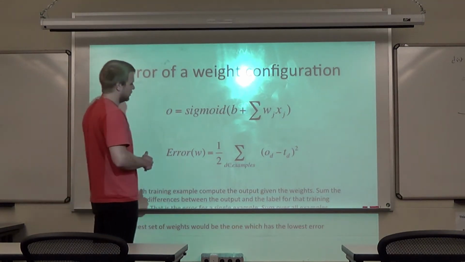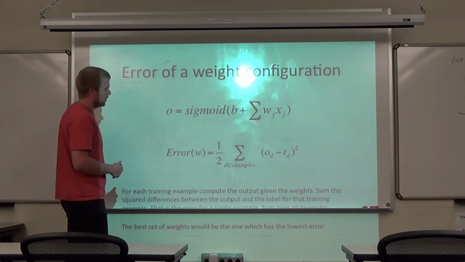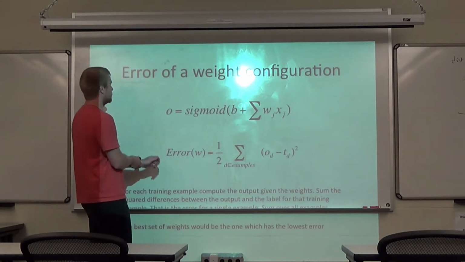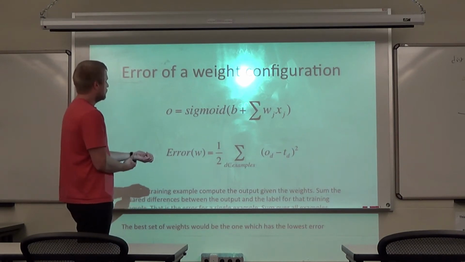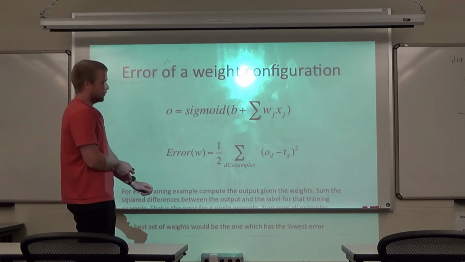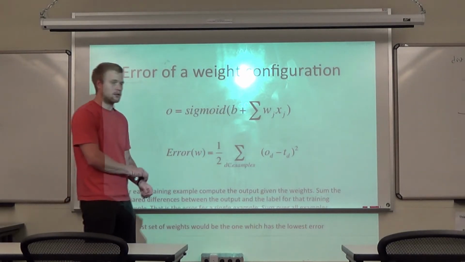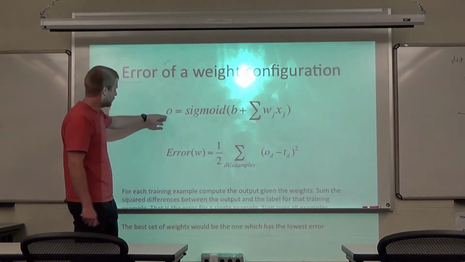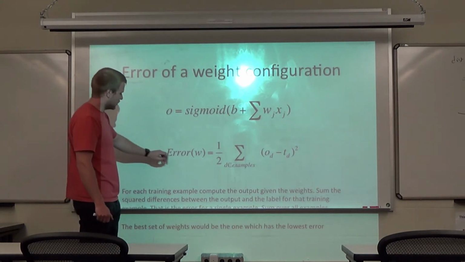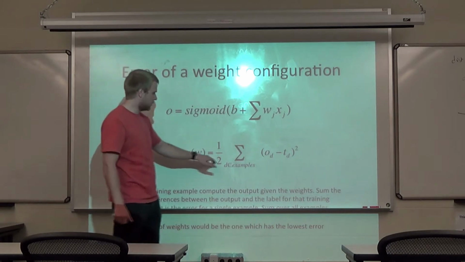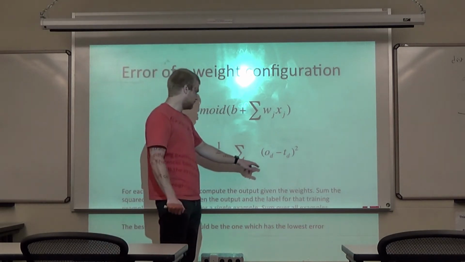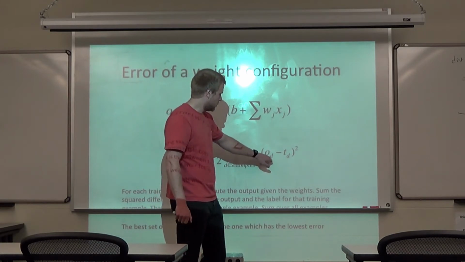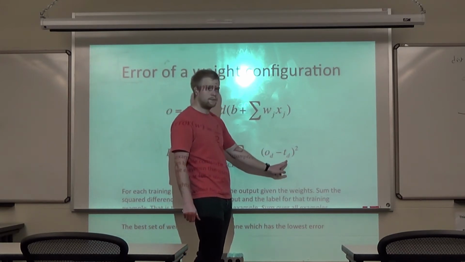So the way we find such a set of weights is, we compute the error for every set of weights, and then we try to find the set of weights which has the lowest error. So again, this is the sigmoid output function, and for a given set of weights, you can compute the error, and the error is the output given the weights minus the target output.